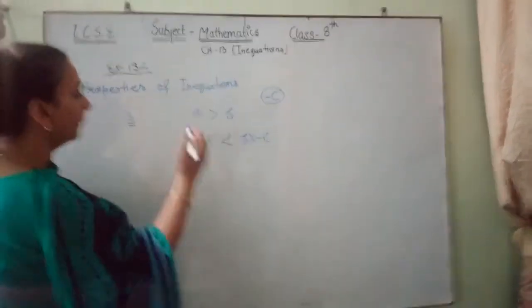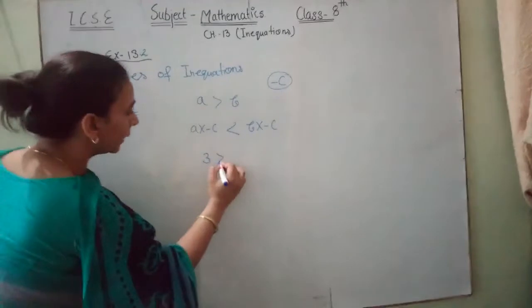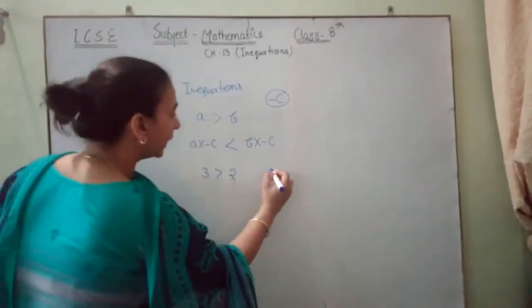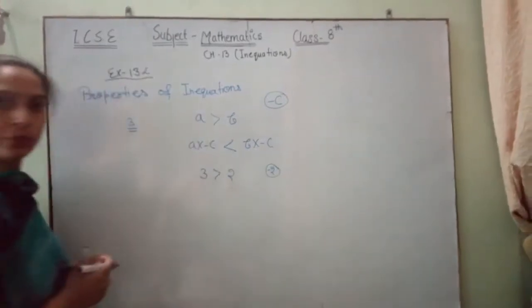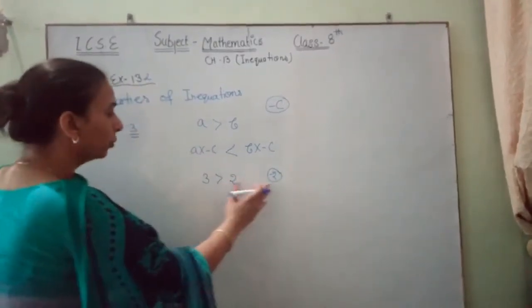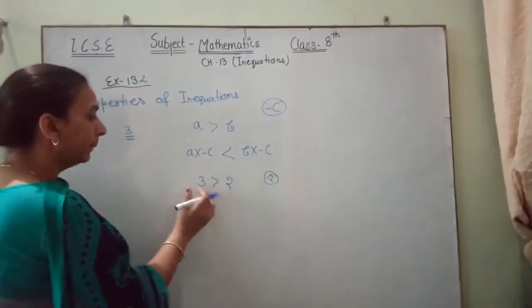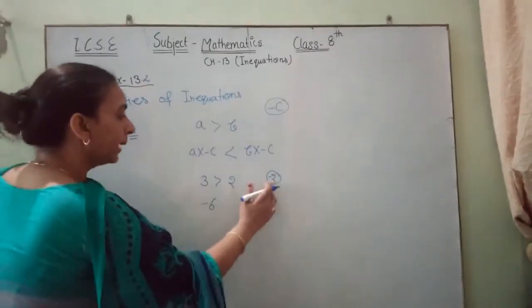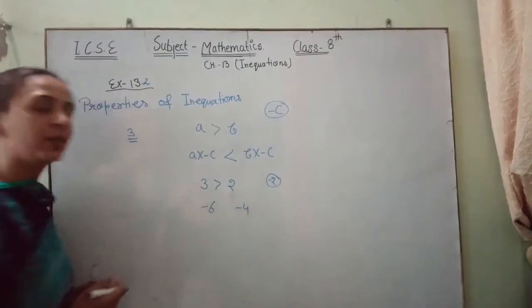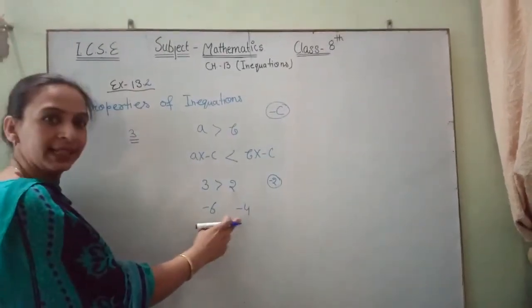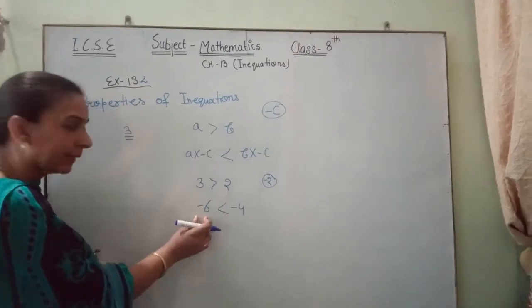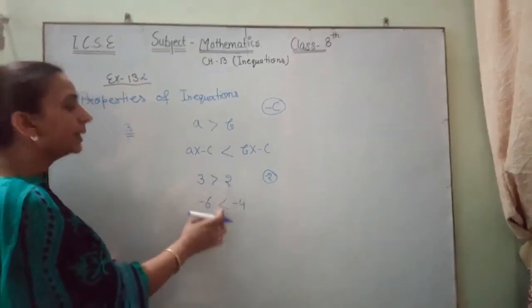For example, we know that 3 greater than 2. If we take a negative number minus 2 and multiply both sides, 3 multiply minus 2 is minus 6, and 2 multiply minus 2 is minus 4. Student, here minus 4 is greater than minus 6. So the sign of inequality changes.